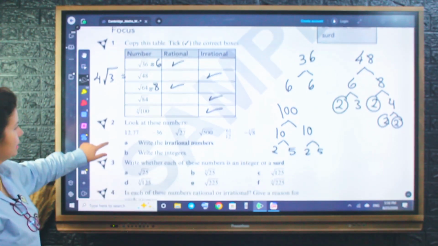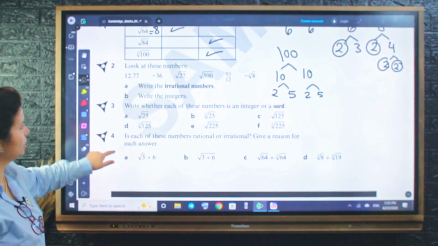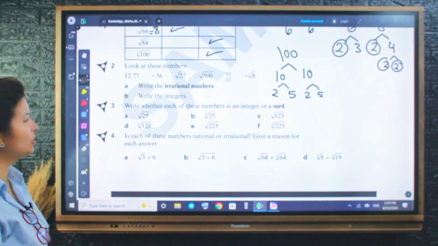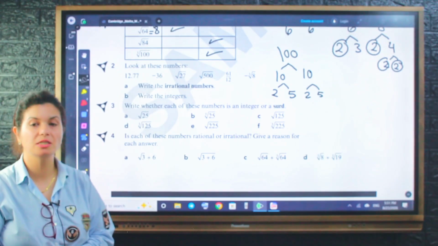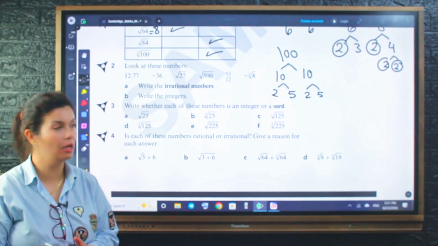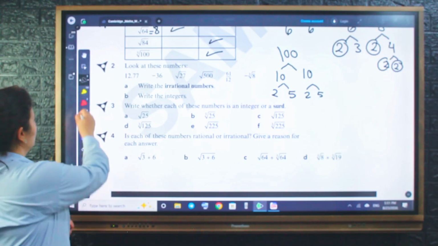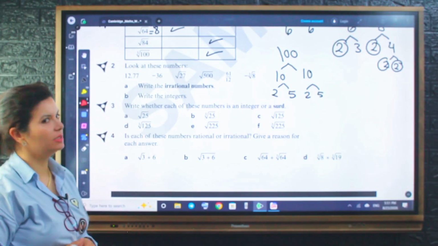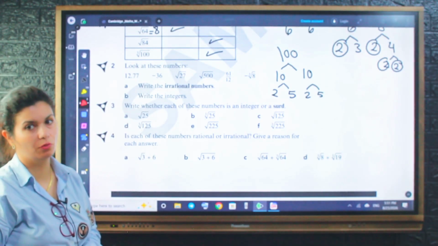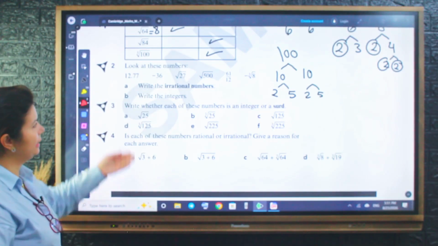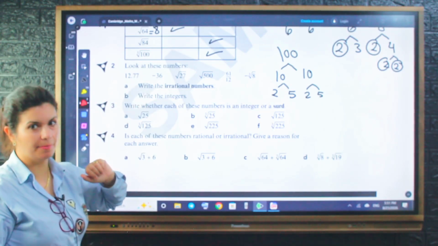Okay, guys, let's see the next question here. Look at these numbers and write the irrational numbers. The irrational number is the number we cannot write in the form of a over b. So here, 12.77 can be written in the form of a over b. So it's a rational number. Negative 36 is the same.